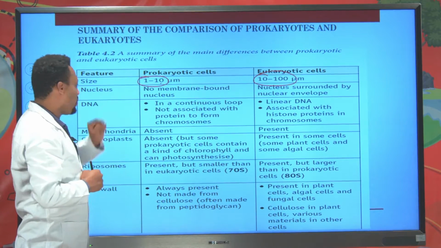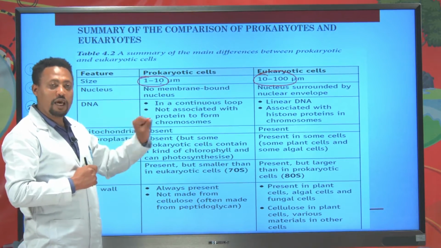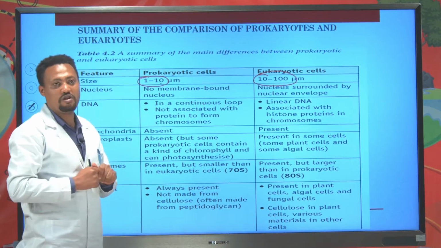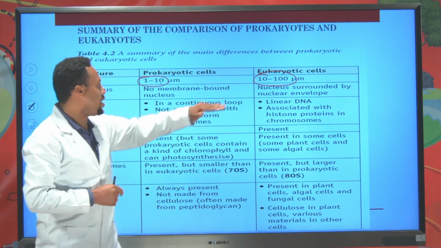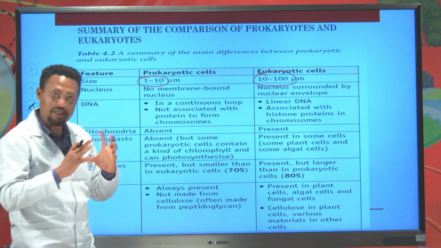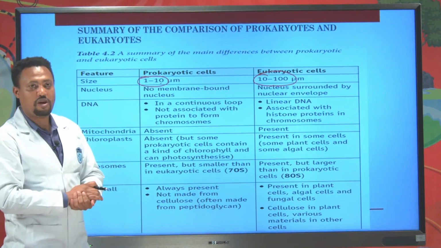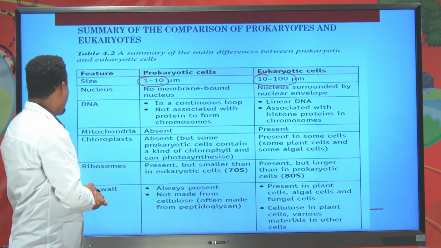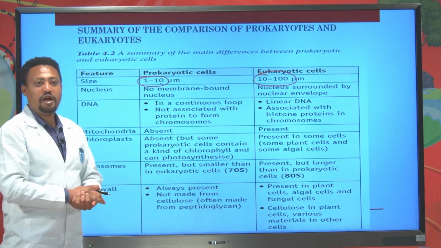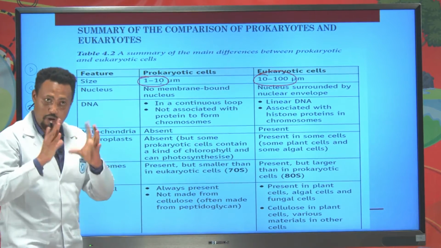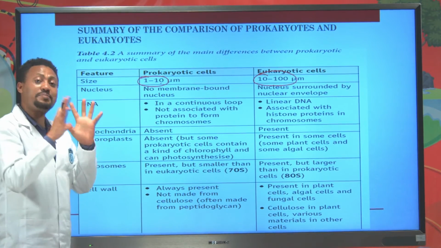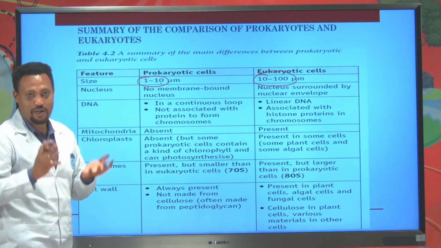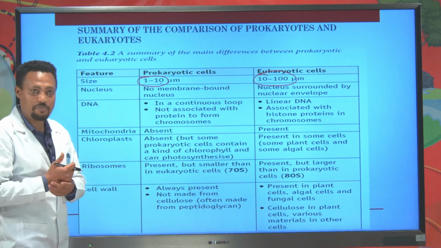You see the second one, nucleus. Nucleus, in case of prokaryotic cells, is not bounded by a nuclear membrane, while in case of eukaryotes, you can see the nucleus is well enveloped with a nuclear membrane, just like a cell membrane. All right? So the other one is DNA molecule. The DNA molecule in case of these prokaryotic cells is found simply suspended in the cytoplasm. It's not compartmented or separated.